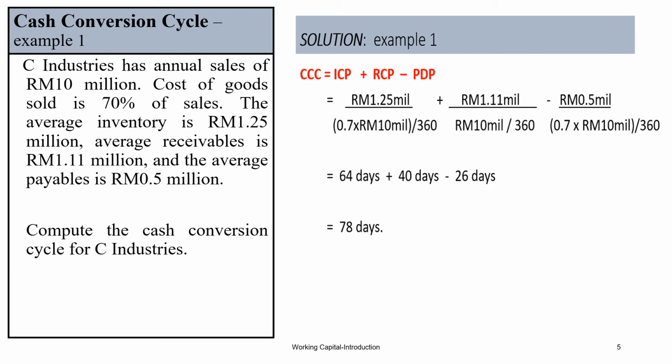And then the PDP, the average payable is 0.5 million over the COGS, that is 70% of the sales of 10 million, and then divided by 360. So the PDP is basically 26 days. So the answer for this is 78 days.